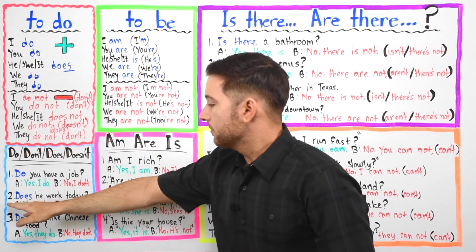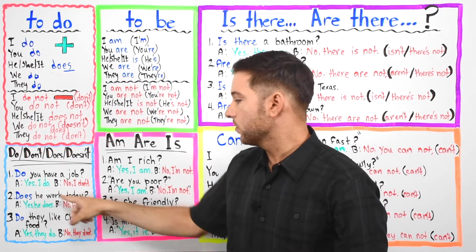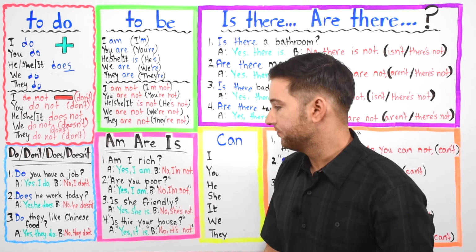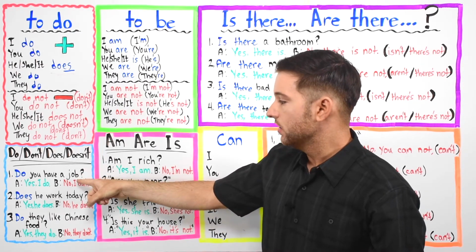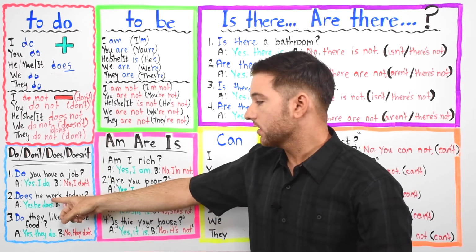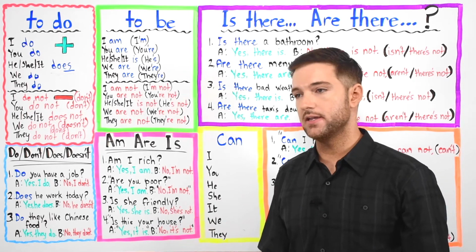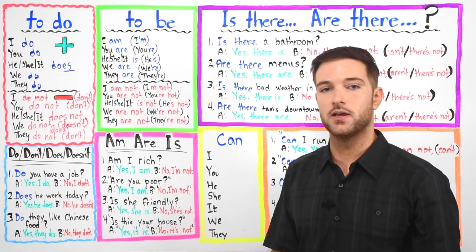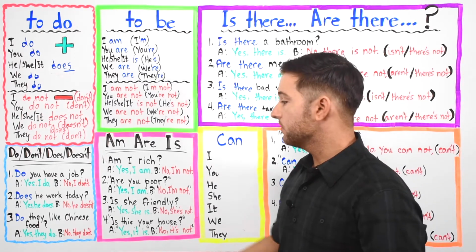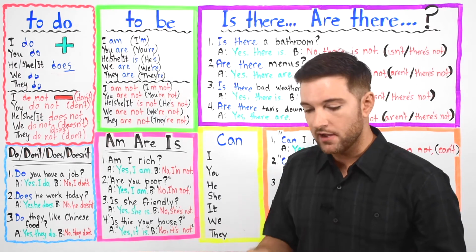Next we have number 2. Does he work today? Okay, does he work today? And you work at a job. So if you are a teacher, your job is teaching, okay? And you work at a school, and you work Monday to Friday from 8 a.m. to 4 or 5 p.m., okay? Work. And then we also have the word today, meaning of this day.